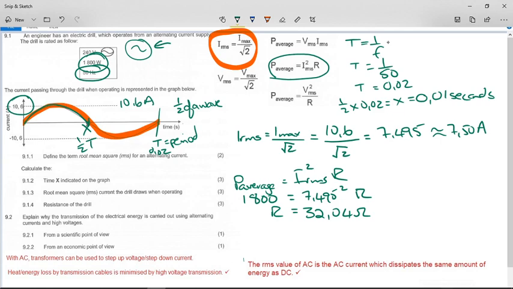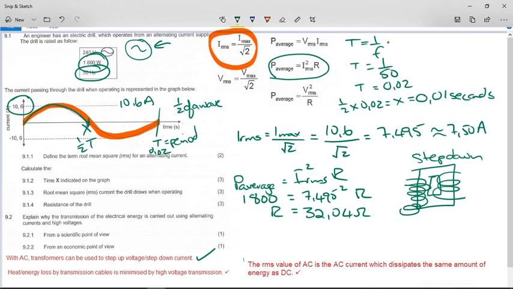Now it says to you, explain why the transmission of the electrical energy is carried out using alternating currents and high voltages. And so from a scientific point of view, with alternating current, you can step up and down the voltage and the current using those transformers. Remember, they always show you those pictures of the transformers like this with a soft iron core, and then there's a massive coil on one side and a small coil on the other side. So this one is a step down, but if you reverse it, it becomes a step up transformer. So this is the main reason from a scientific point of view.